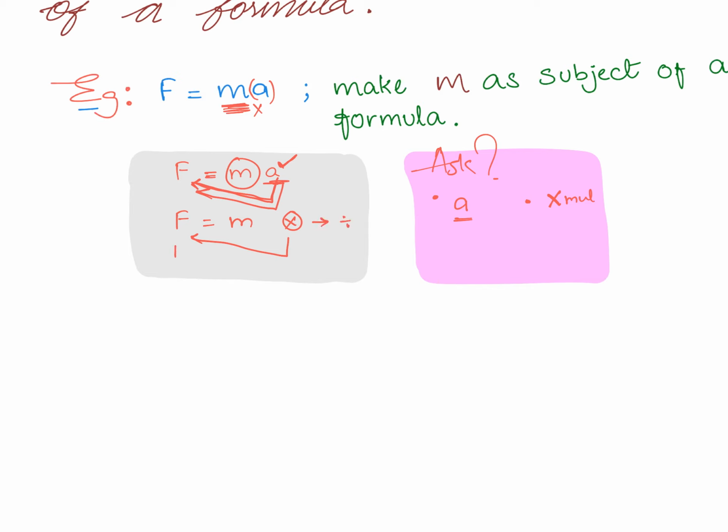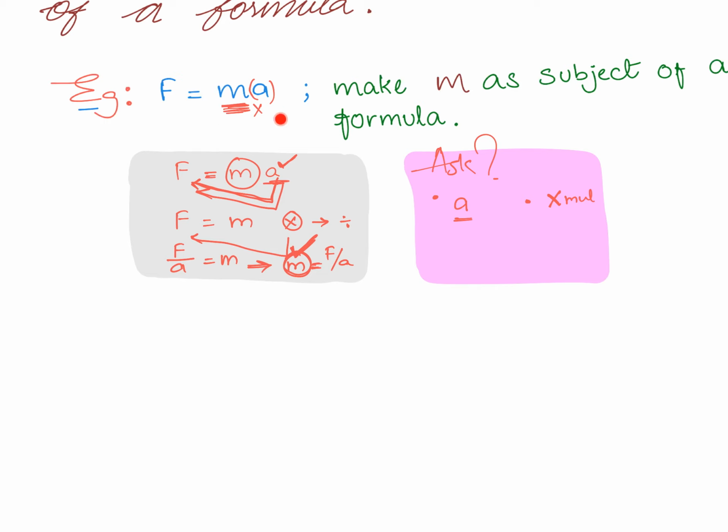So it divides F, so F by a equals m. This can also be written as m equals F by a. See, the m is standing alone on one side of the equal to sign, so now the subject of this formula is m. This is how we can change the subject of the formula.